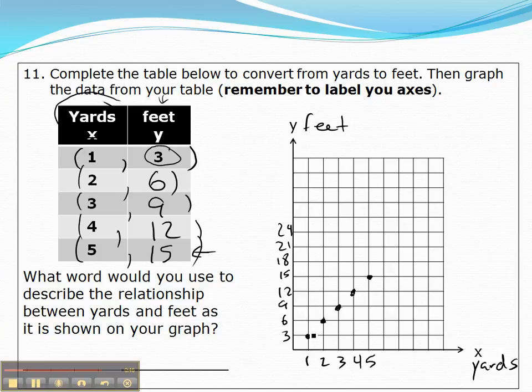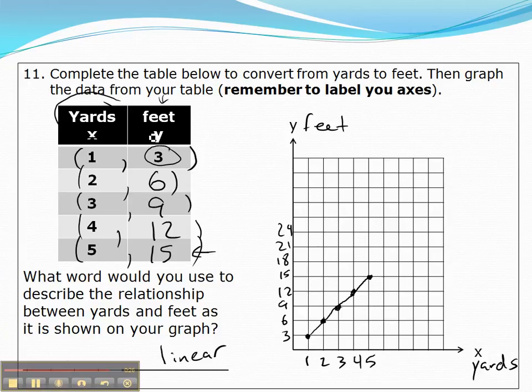So looking at this graph, if I connected these points, I get a straight line. And remember, if our relationship, after we graph the data, is a straight line, that's called a linear relationship or a linear function.